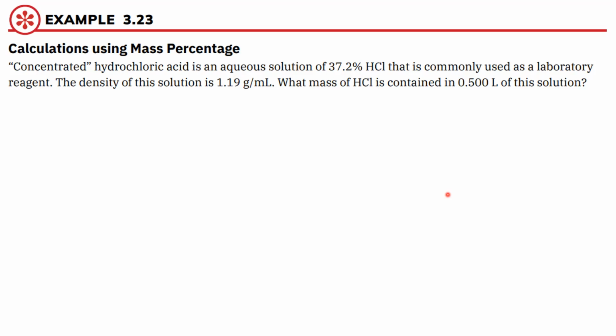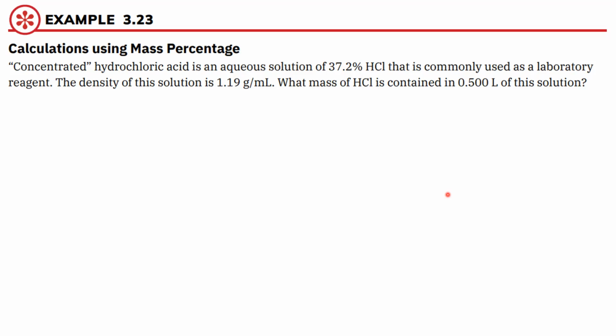And then we've got concentrated hydrochloric acid is an aqueous solution of 37.2% hydrochloric acid, HCl, that is commonly used as a laboratory reagent. The density of this solution is 1.19 grams per milliliter. What mass of hydrochloric acid is contained in 0.500 liters of the solution? So in this case, we know if we had 100 grams of solution, we know 37.2 grams of that would be hydrochloric acid.